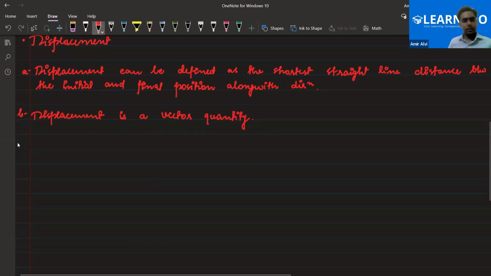Next point. Displacement is a vector quantity, so negative and positive values are both possible. It means that the displacement of a moving object can be zero, positive, or negative. All three possibilities exist for displacement. Clear?